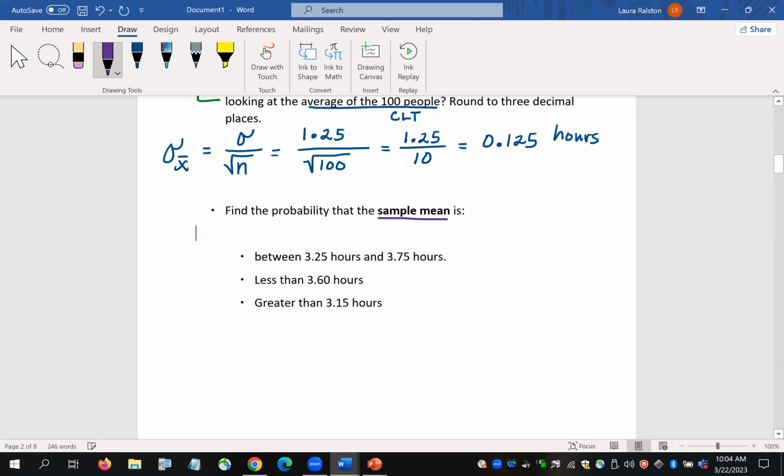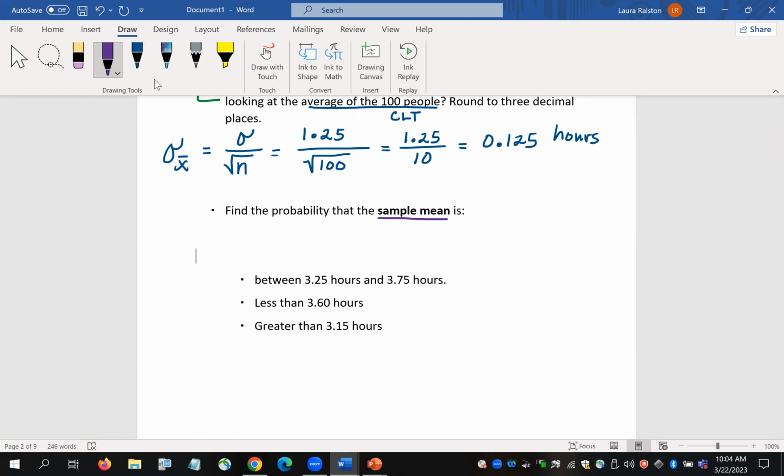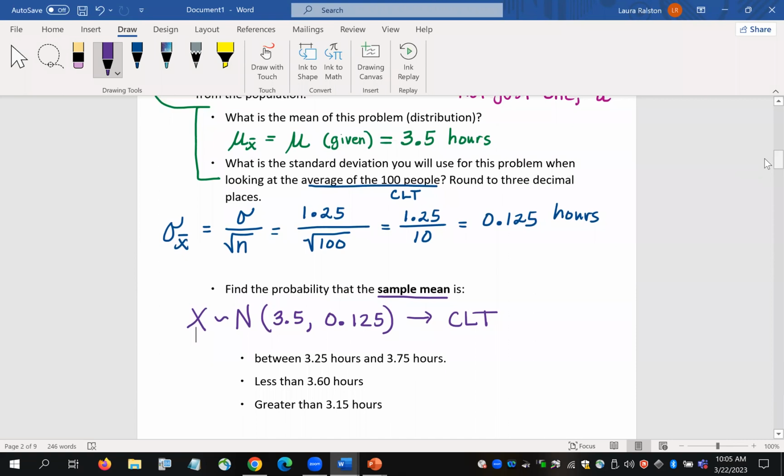So for these problems, and I'm going to make a notation here, we're saying that our variable is now approximately normal with a mean of 3.5 and a standard deviation of 0.125. Okay, I have applied the central limit theorem. So based on the central limit theorem, my mean corresponds to the mean that's given in the problem. My standard deviation has been adjusted, and I'm going to use it. Okay, you've got to be able to identify that you need to apply the central limit theorem.